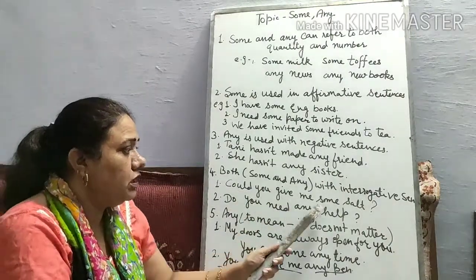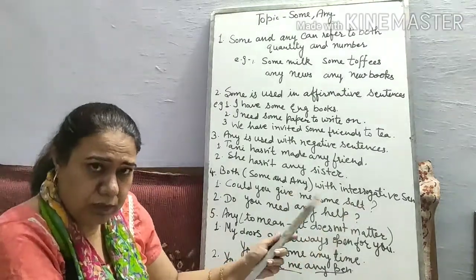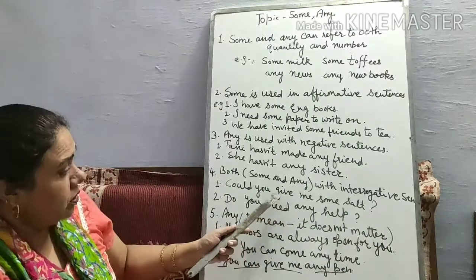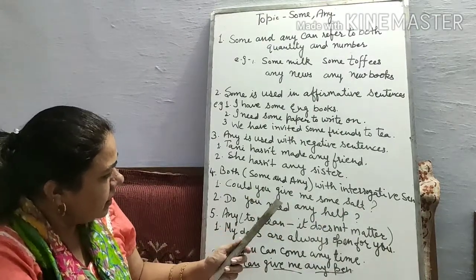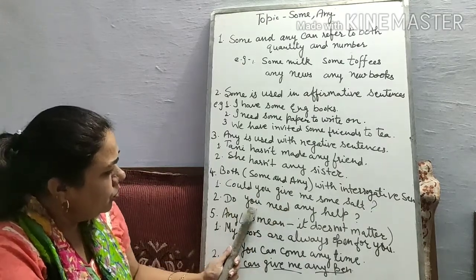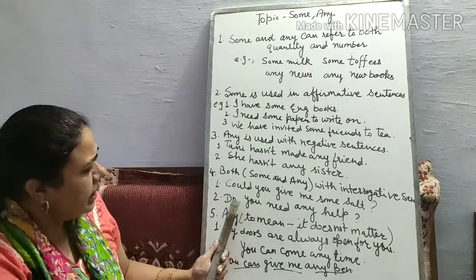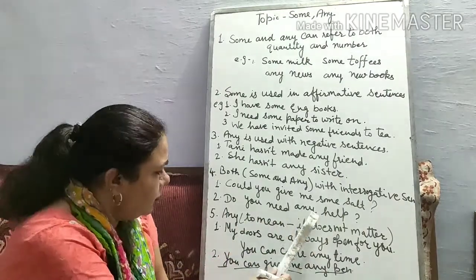Could you give me some salt? Yes, could you give me some salt please? So this type of sentence you can ask for some salt please. Yes, I can give. Do you need any help? Yes, I need your help. So these types of answers.